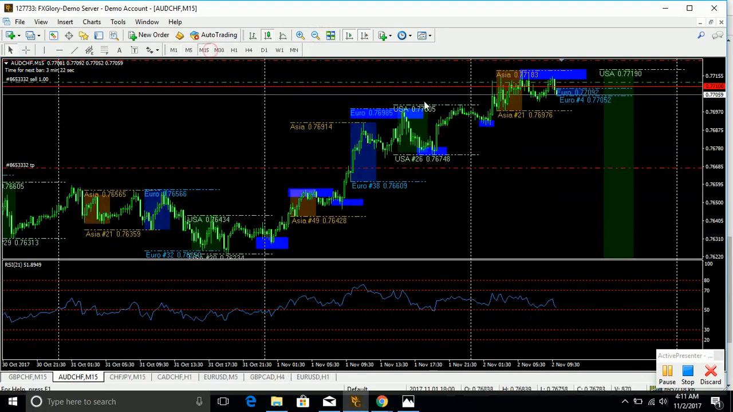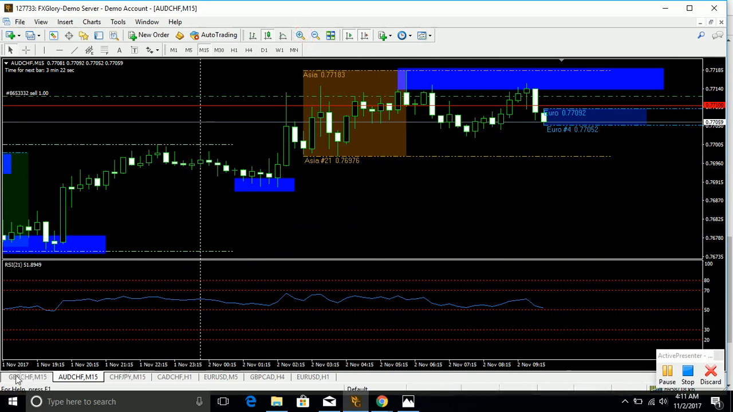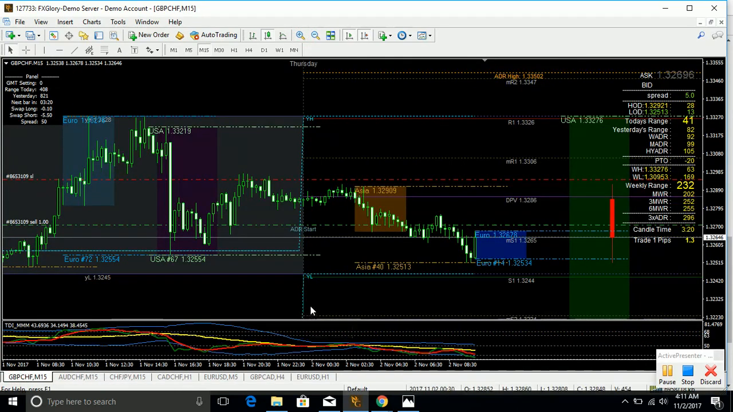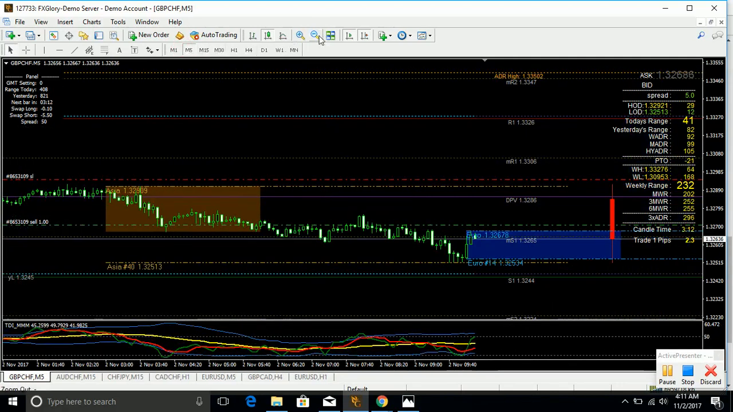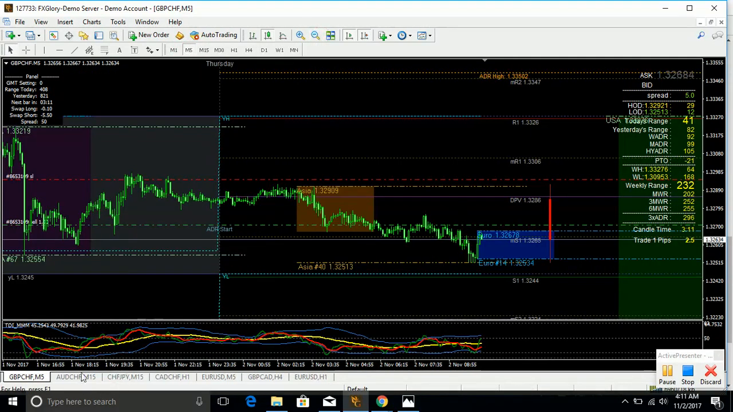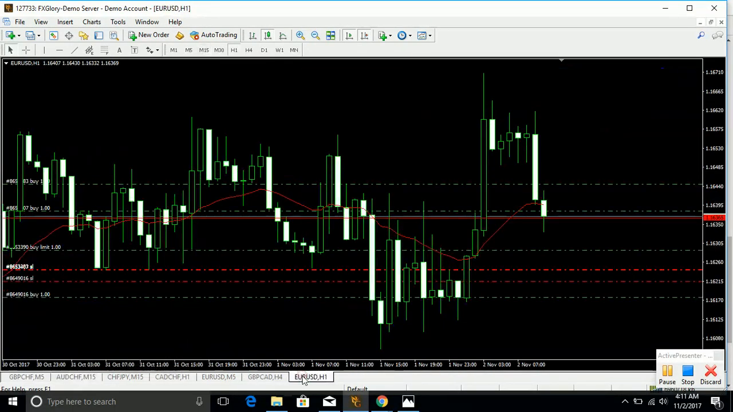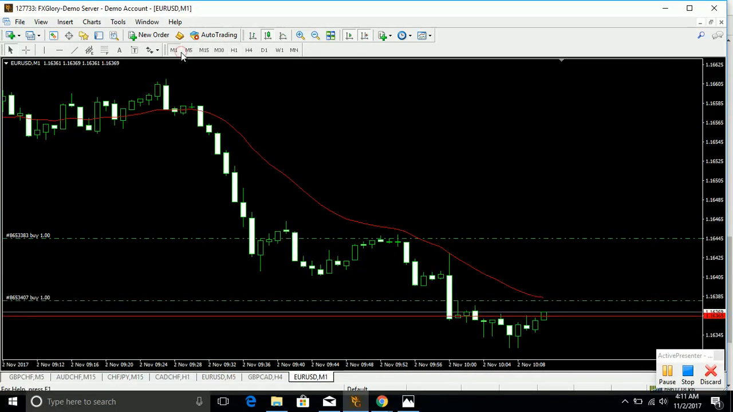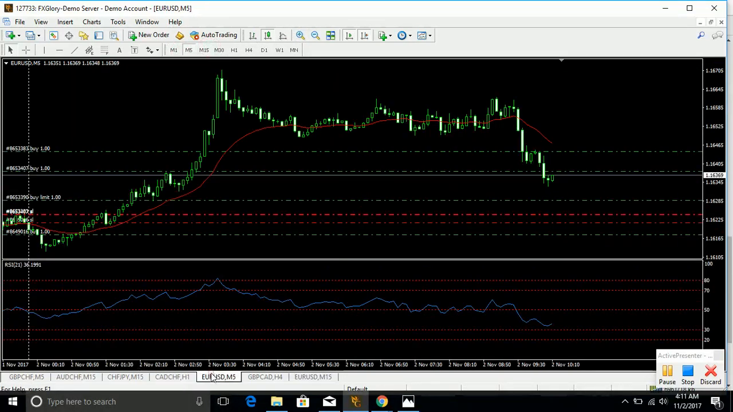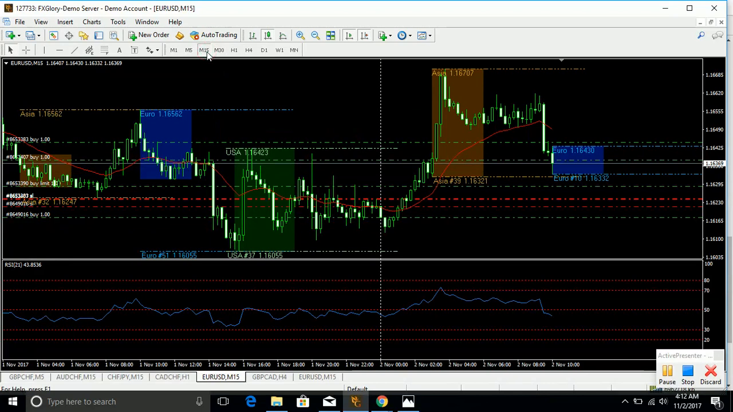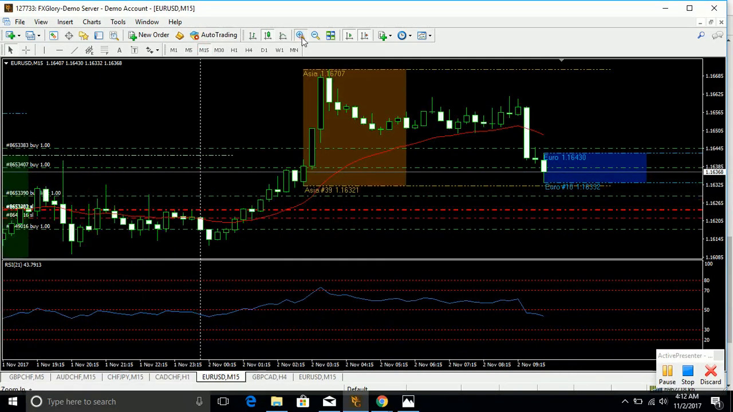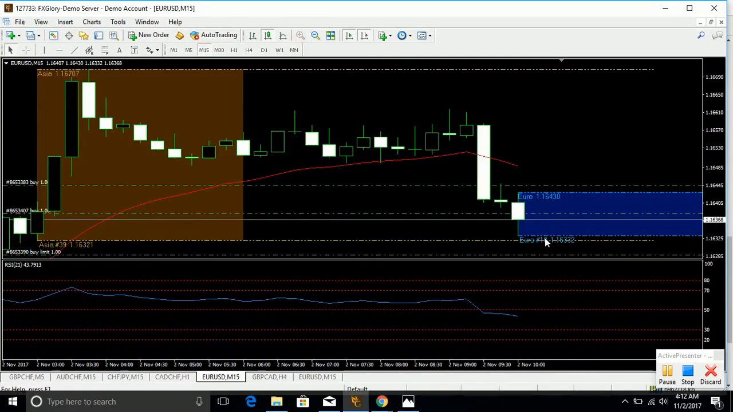Here's our Aussie CHF trade, looking very good. Here's our pound CHF trade, kind of retraced on us a little bit, but that's okay, because we're just now getting the session started. But these pairs should drastically take off here in the next 10 to 15 minutes. But notice, again, how the Euro session did not breach the low of the Asian session.